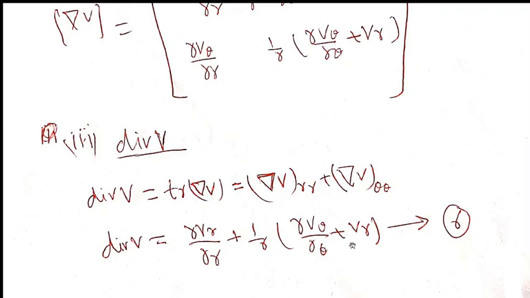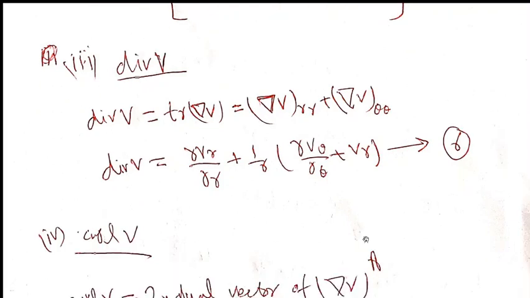This is the divergence of vector V in terms of polar coordinates. If you have V in terms of Cartesian, then you have simply partial V1 by partial x1 plus partial V2 by partial x2 plus partial V3 by partial x3. Now if your vector V is written in terms of polar coordinates, then the divergence of that vector V would be in this form. You have some derivatives, partial V_R by partial R plus 1 over R into partial V theta by partial theta plus V_R over R. Equation number 6.